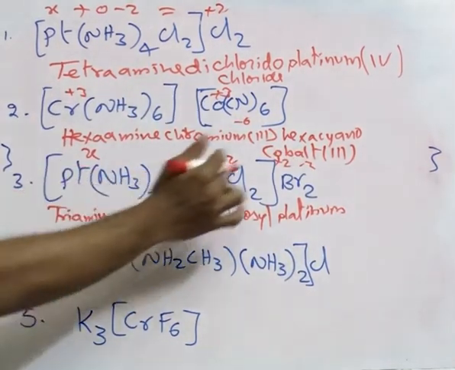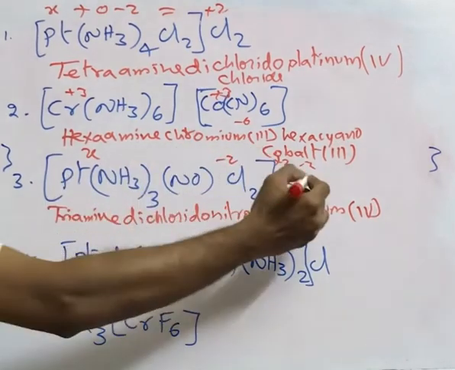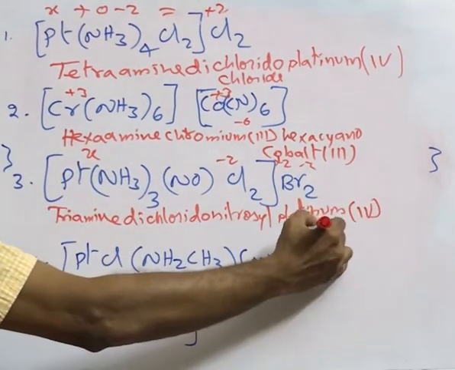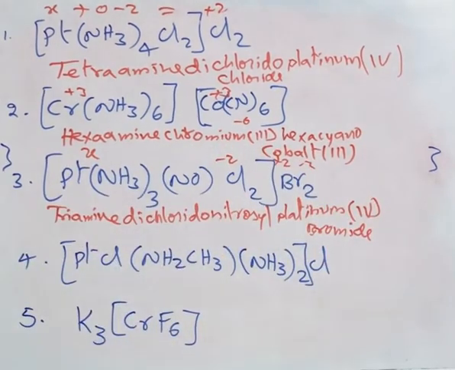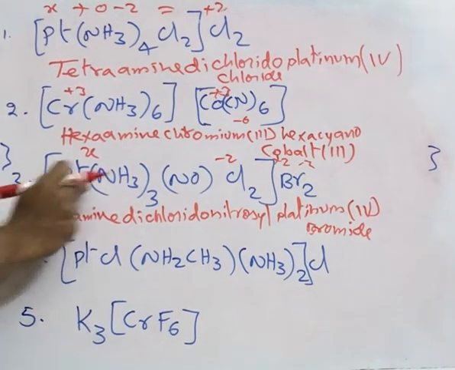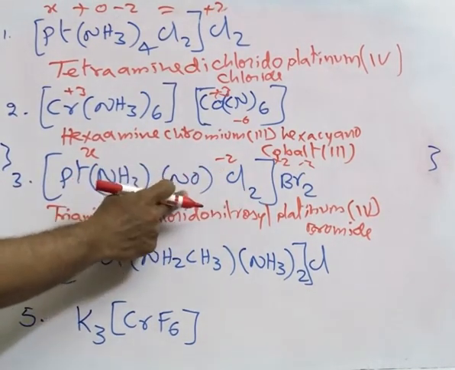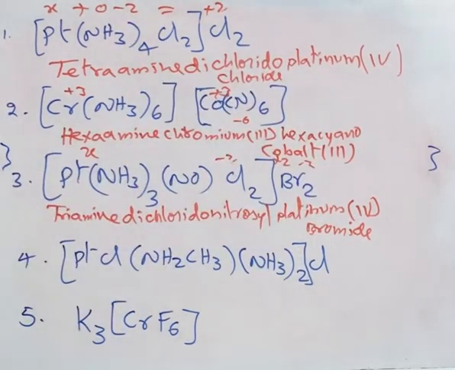Then what is the oxidation state we got? 4. You put platinum 4, then bromide. Platinum 4 bromide, platinum, okay, triamine, dichlorido, nitrosyl, platinum, oxidation state 4, bromide. This is the way we can name the particular compound.